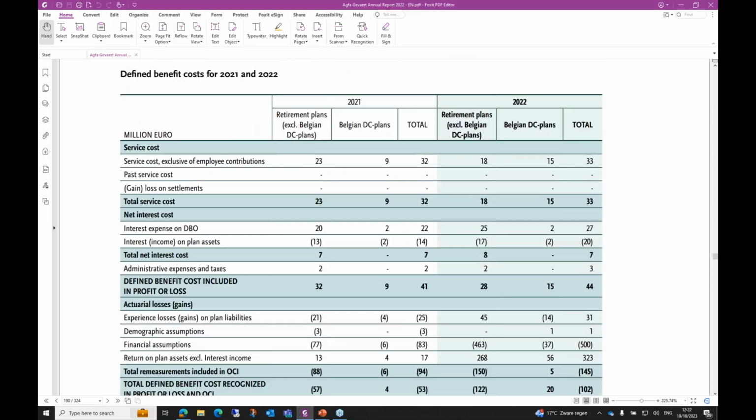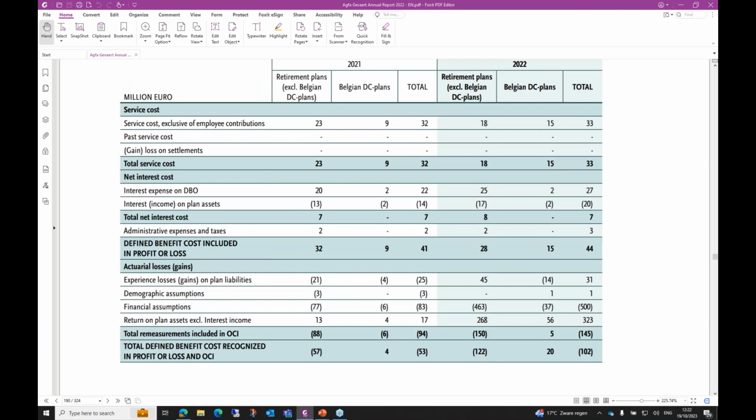Correct. Then again, the defined benefit costs, the same table that we saw in the beginning, but they have split it in more detail. Certainly the net interest cost is split between what is part of the liability and what is part of the plan assets, but we will only show the net interest cost. And you will also show the impact on OCI. There you see the experience losses on plan assets, the 31 in 2022. And at the bottom of the table, I think the sixth line from the bottom, experience losses and gains.